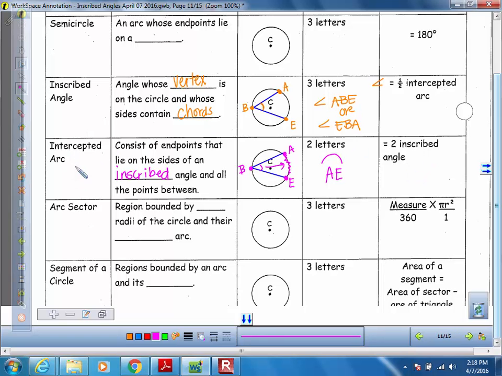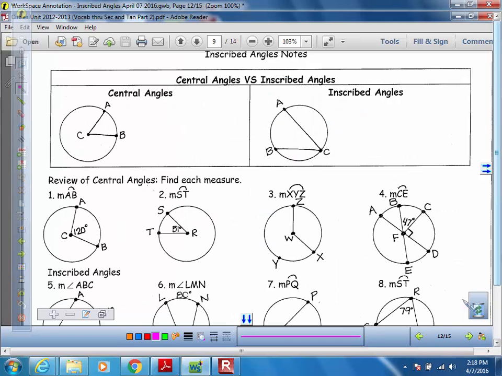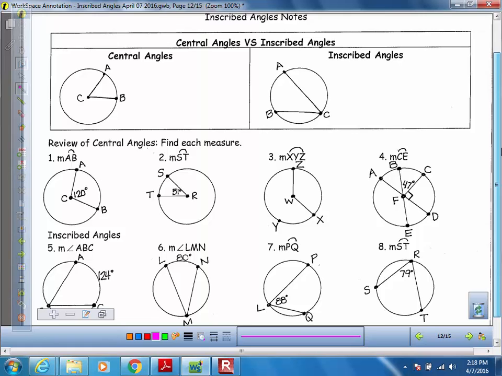Now, my intercepted arc is always going to be 2 times whatever my angle is. So it's the opposite of this. Up here it was the angle is half of the intercepted arc. Down here the arc is 2 times the inscribed angle. And so we're going to use that some more in our notes. So flip to your second sheet.